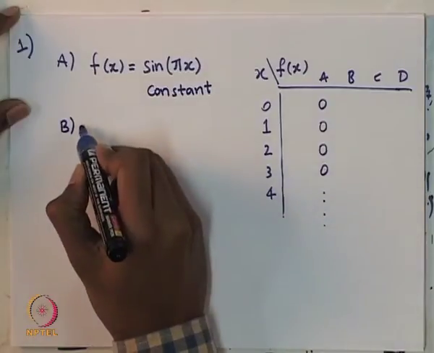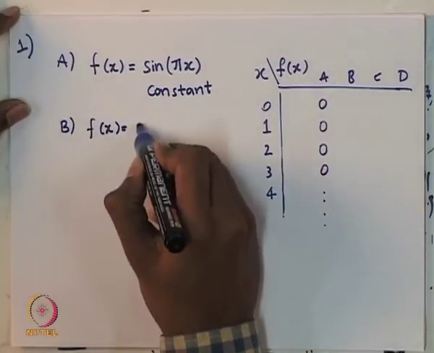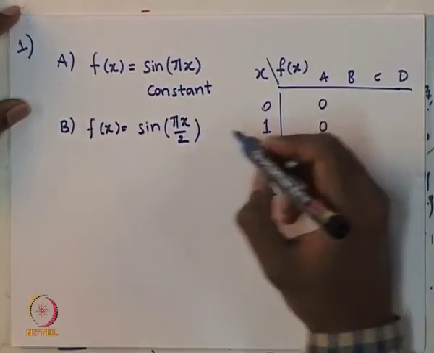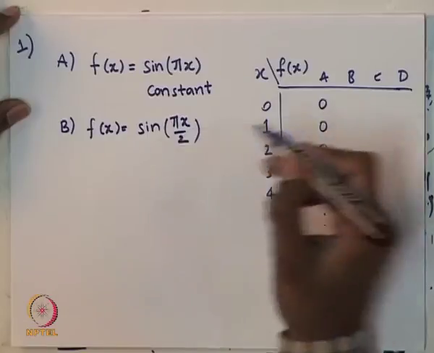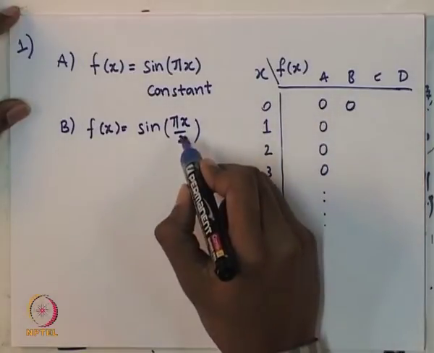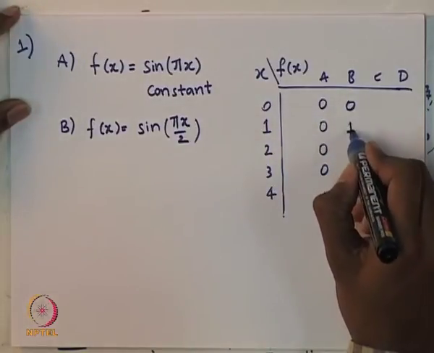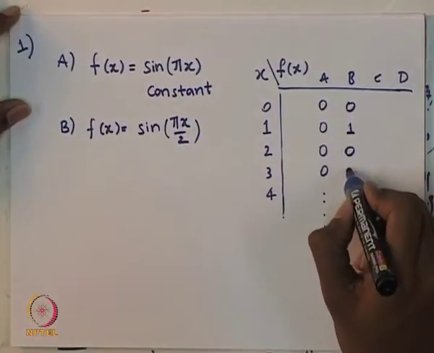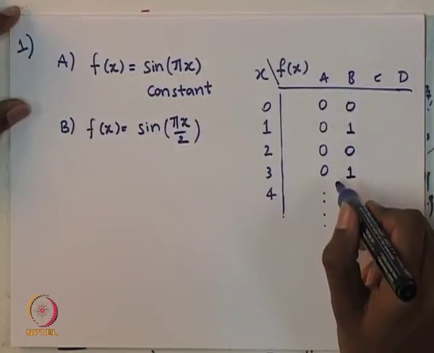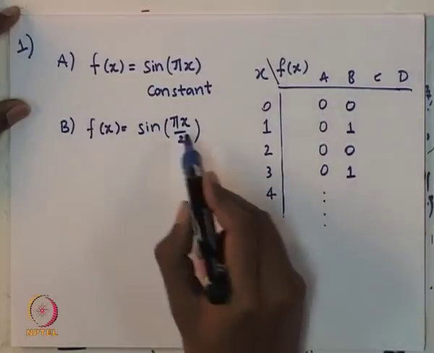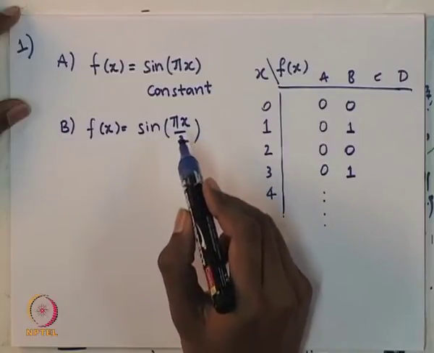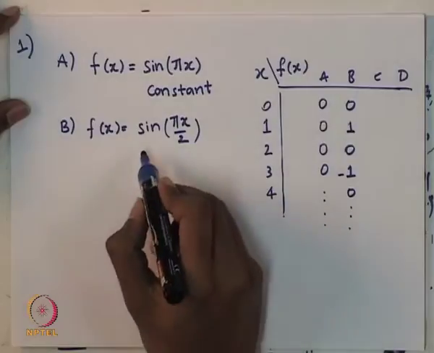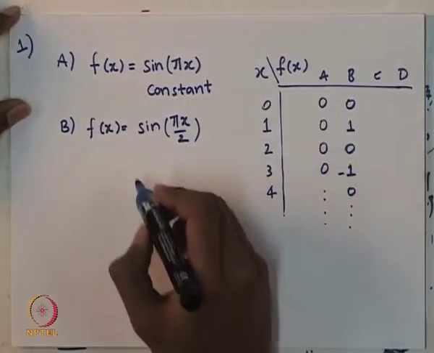Option B is f of x equal to sin pi x by 2. Sin pi by 2 times 0 is 0. Sin pi by 2 times 1 is 1. When we substitute x equal to 2, we obtain sin pi, which is 0. Similarly, when x is equal to 3, it is sin 3 pi by 2, which is minus 1. So this is not a constant function.